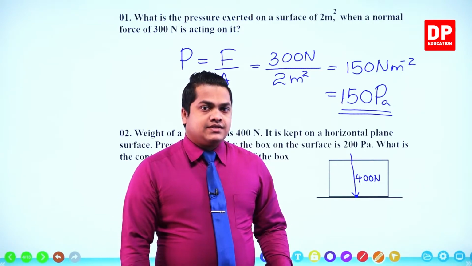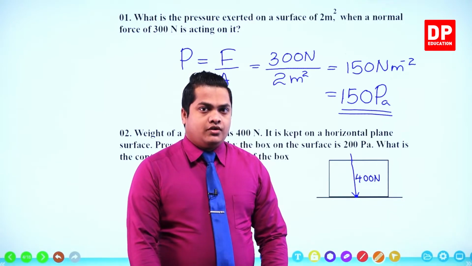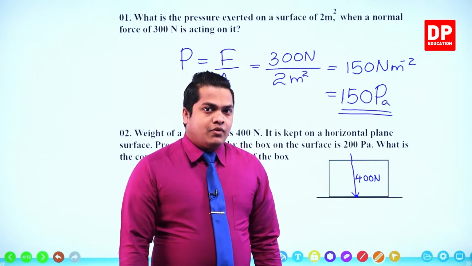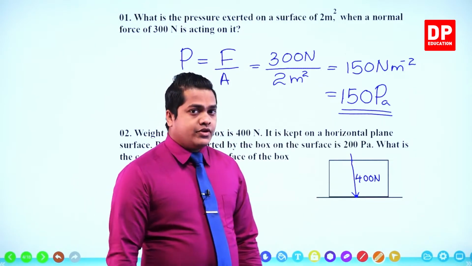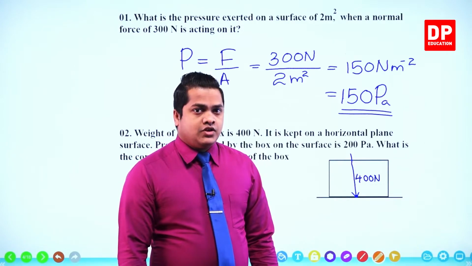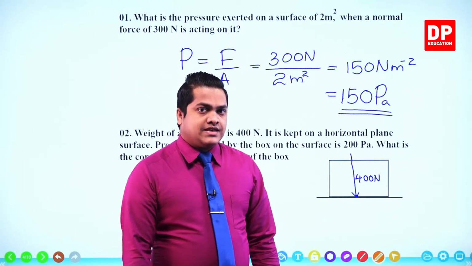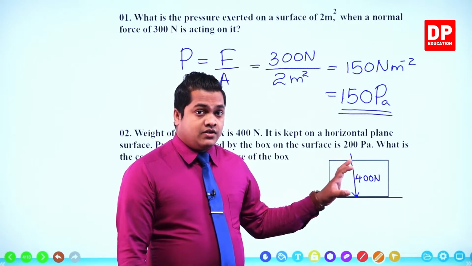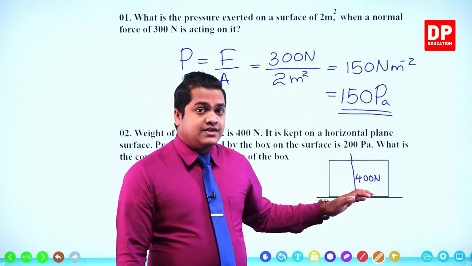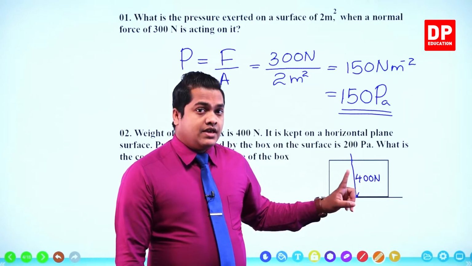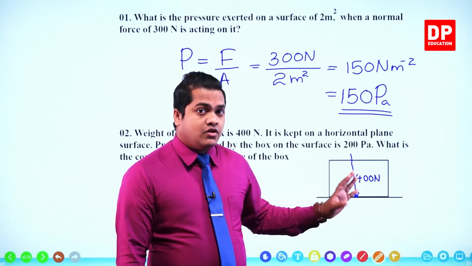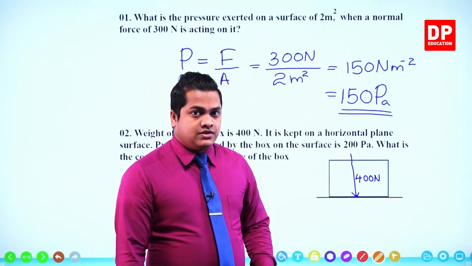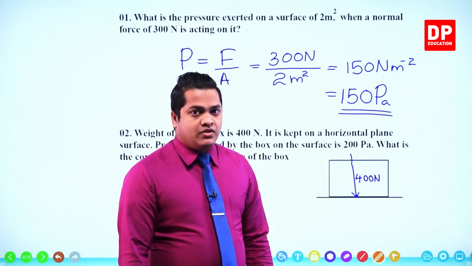You are creating a certain amount of pressure on the earth. So my dear children, given a 400 Newton weight, you need to find the surface area which the box is contacting, if the pressure given by the box on the ground is equal to 200 pascals. So we go for the basic formula, right?